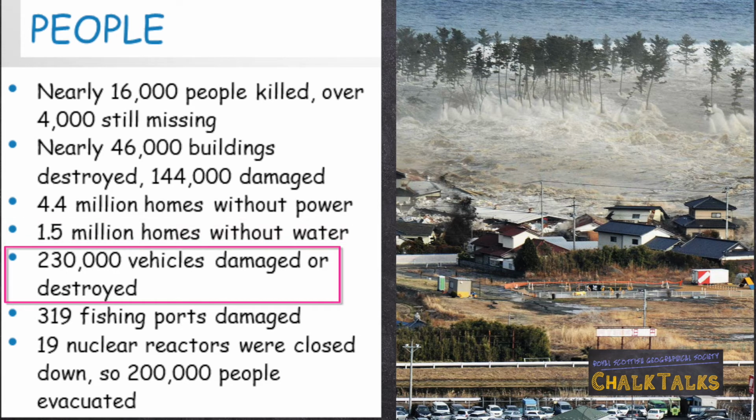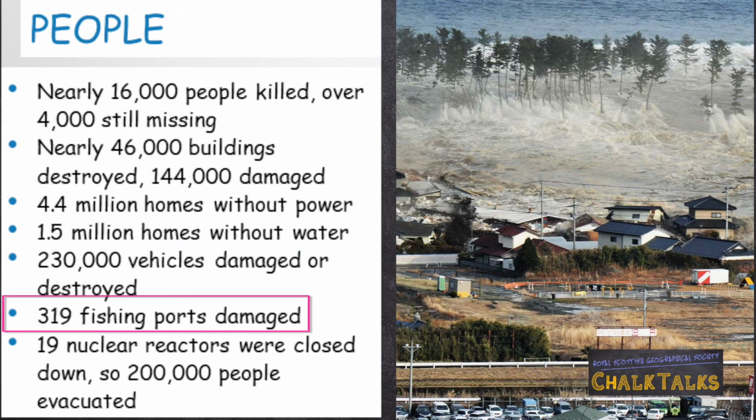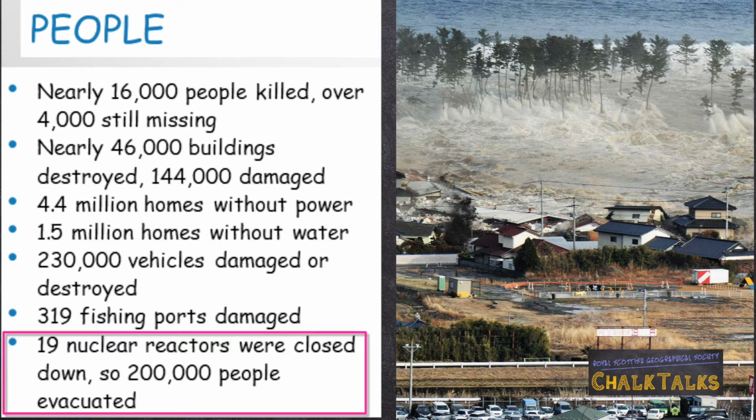230,000 vehicles were either damaged or destroyed, and 319 fishing ports were damaged, causing knock-on effects to the Japanese fishing industry. Finally, 19 nuclear reactors had to be closed down and 200,000 people evacuated, most famously, of course, at the Fukushima Daiichi nuclear plant, where the cleanup operation is still ongoing to this day, nearly 10 years later.